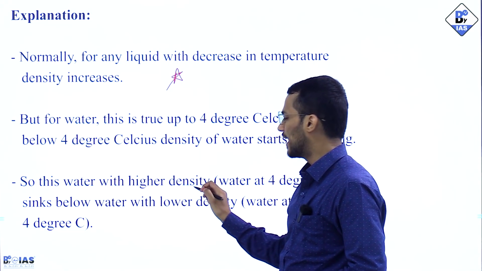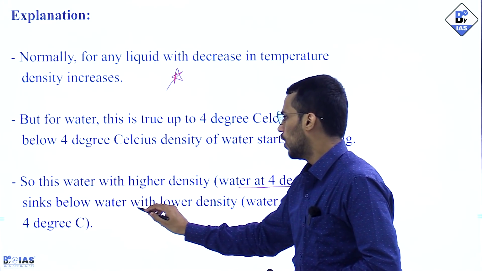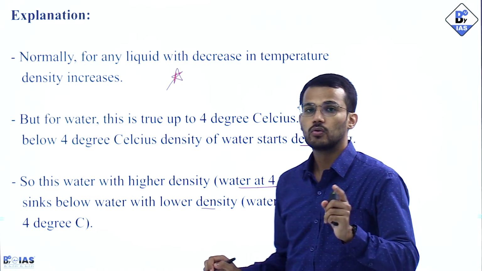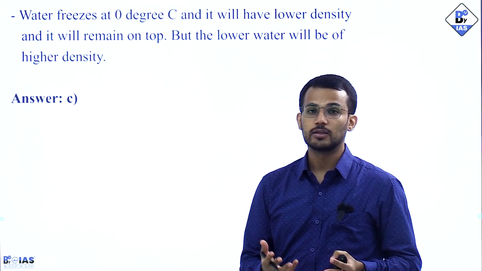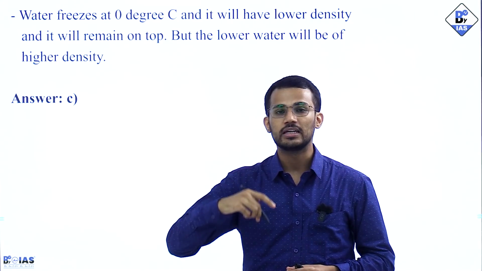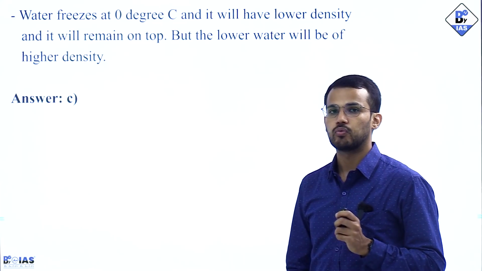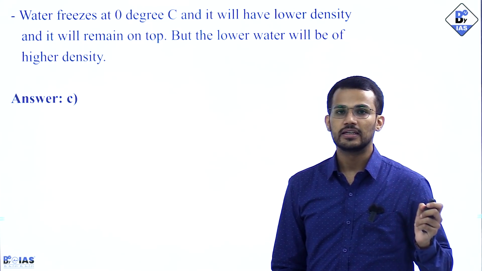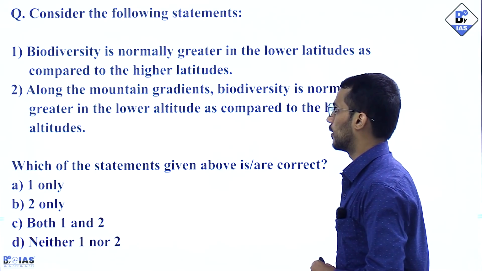So this water with high density, that means which is at 4 degrees Celsius, sinks below water with lower density. That means water at less than 4 degrees Celsius. And as a result of this, the water at the bottom remains in the liquid state and water at the surface of a lake body freezes, right? So this is the answer. Answer is C. Maximum density of water is seen at 4 degrees Celsius, as a result of which the lake bottom remains in the liquid state. Next question now.